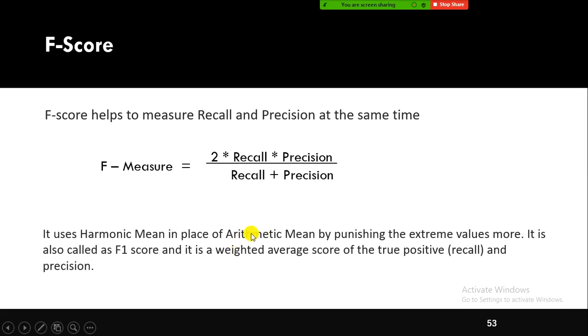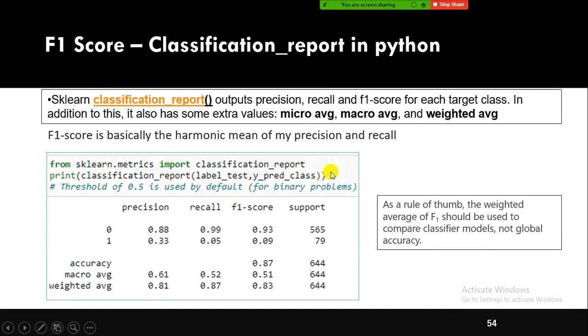So now the question is, why can't I use arithmetic mean? Why should I use harmonic mean? If you use arithmetic mean, it is not punishing the extreme values well. That is the reason why we are using harmonic mean. See, the F score is also called F1 score, and it is a weighted average score of the recall and precision. That is what F score is all about. In Python, if you wanted to see the F1 score, precision and recall, we have a method called classification report that is available as part of sklearn.metrics.